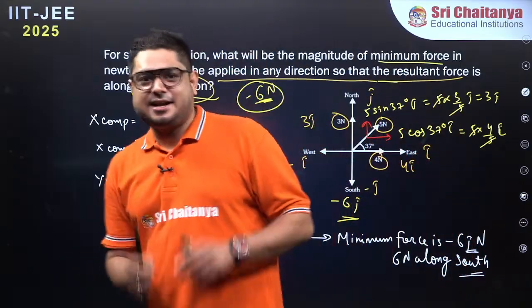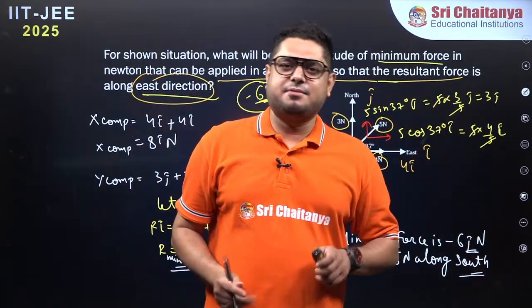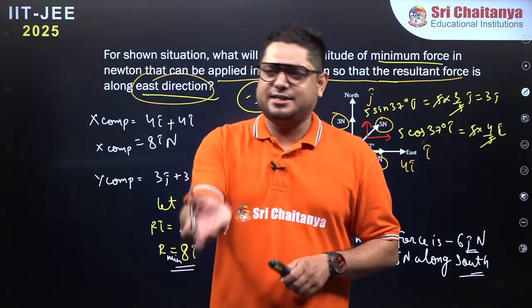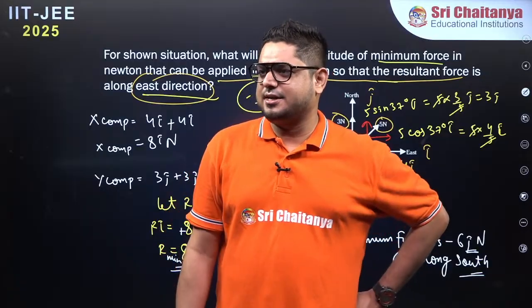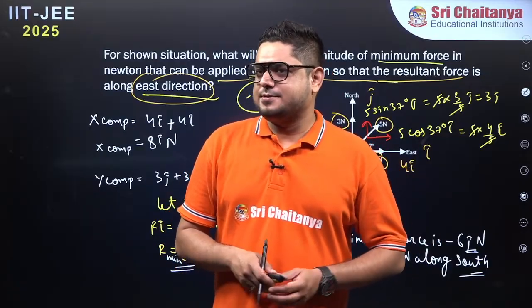And if they would have asked what is the minimum value of the resultant, then I would have said that is 8 newtons over here, isn't it? Now I hope it's clear, isn't it?